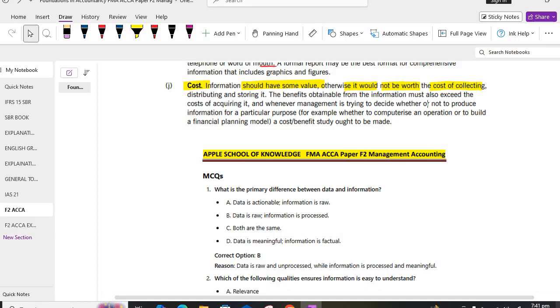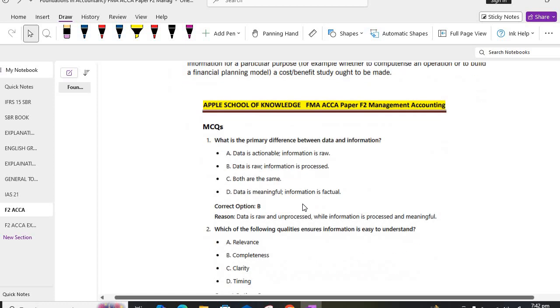Clear? Now we have some MCQs. We have to discuss the MCQs, and then we will wrap it up. Let me do the MCQs, then I will just summarize the whole lecture in simple terminology.